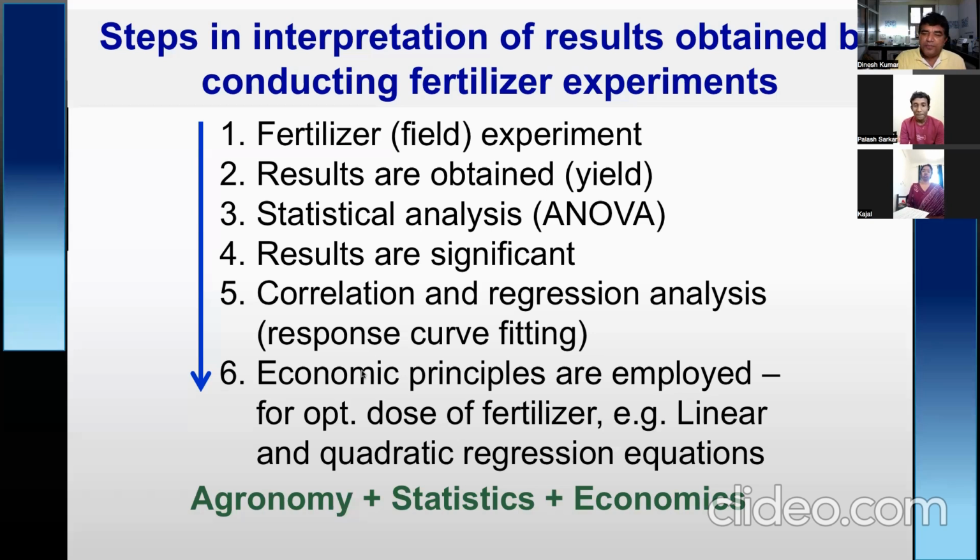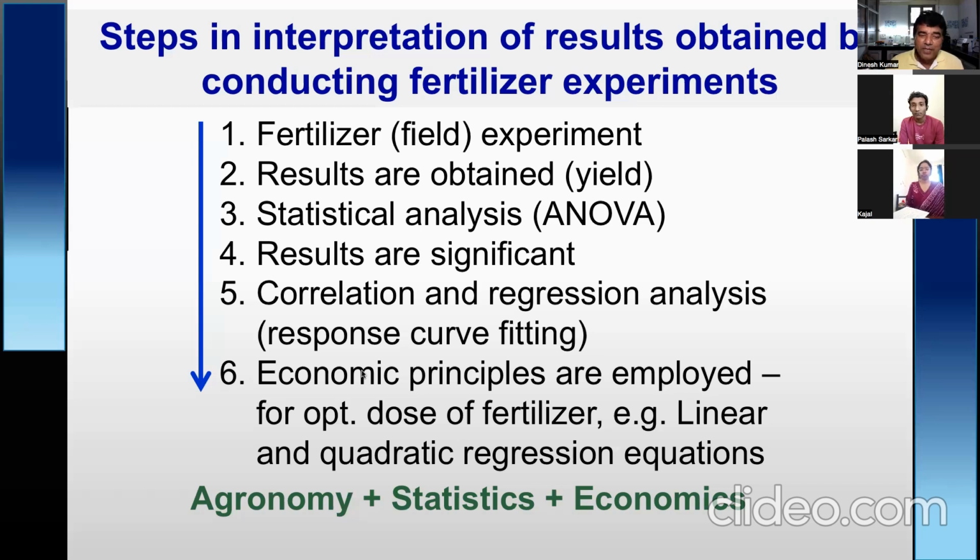They are similar things. So we need to go for response curve fitting, and once we have found the response curve, then we can apply certain economic principles. Some economic principles I will explain later, and we can find out the optimum dose of fertilizer. If the relationship is linear, you cannot find the optimum dose of fertilizer, but from quadratic regression equations, we can work out the optimum level of fertilizer or any other input which has numerical values in increasing order.